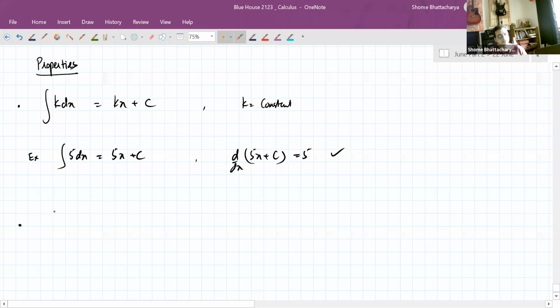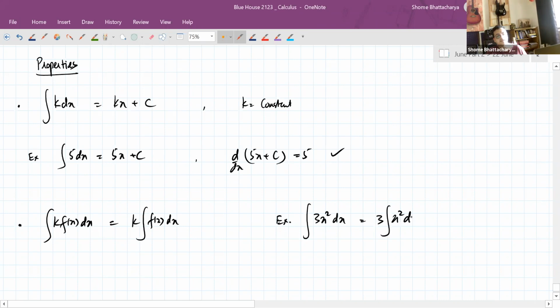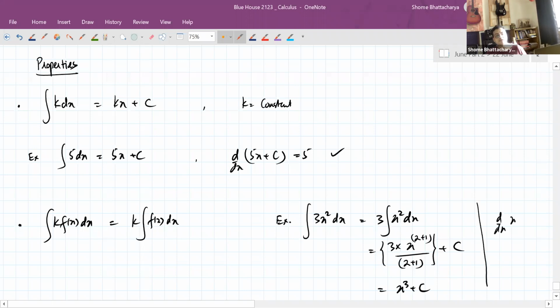Then the second property is integration of a constant multiplied by a function. Very much like differentiation, the constant comes out. So for example, if we are doing integration of 3x squared, we'll bring the 3 outside and then use the x to the power n rule. So 3 into x to the power 2 plus 1 upon 2 plus 1, plus c. So this will become x cubed plus c. And you can check that differentiation of x cubed plus c is indeed 3x squared.